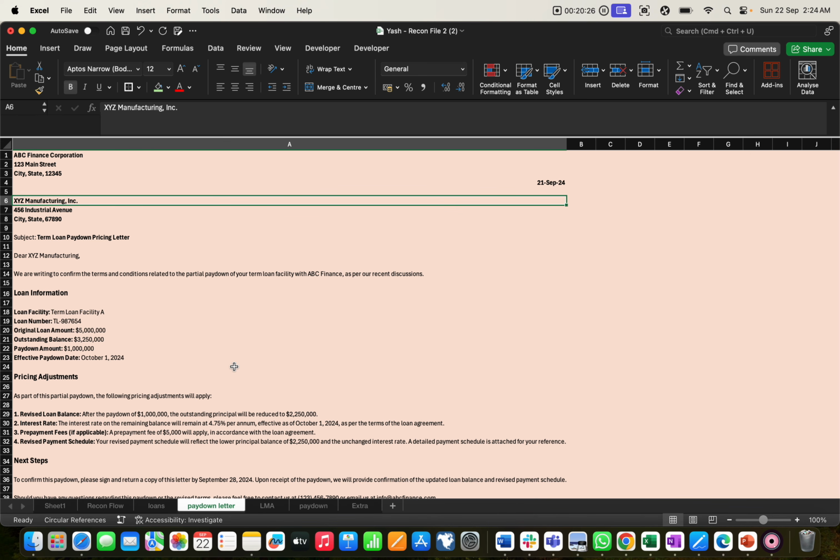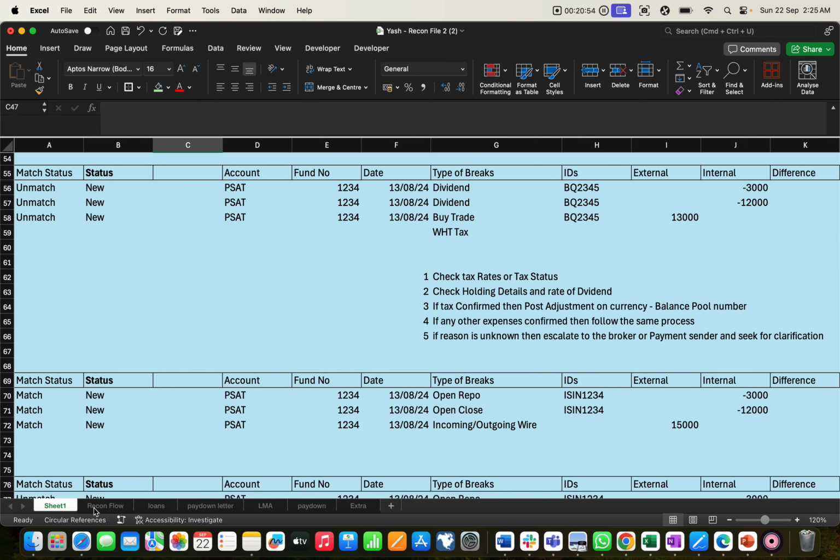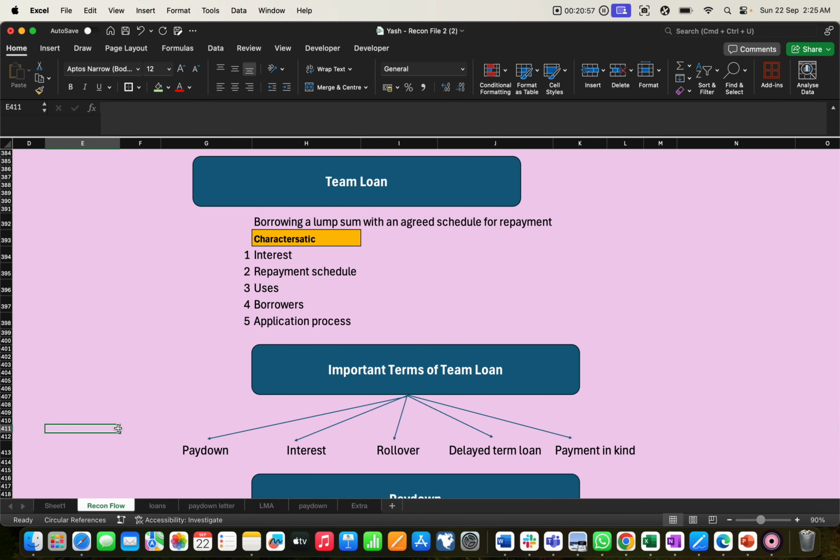A term loan can go up to 30 years at most, but most commonly it is 10 to 15 years. If they want to extend their term loan, there are many facilities like rollover and additional capital, such as capital call, subscription and redemption. In the coming series we will explain this scenario, how it will work and how we can go on with this part. The important terms of the term loan are paydown, interest, rollover, delayed draw, and payment in kind.